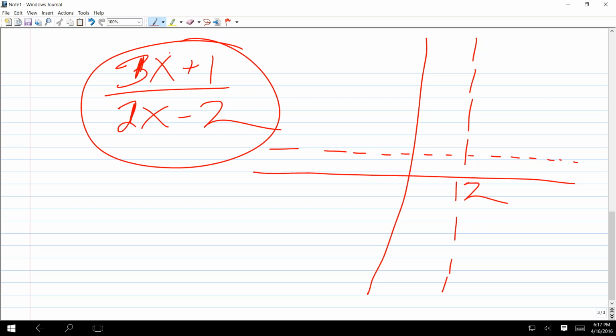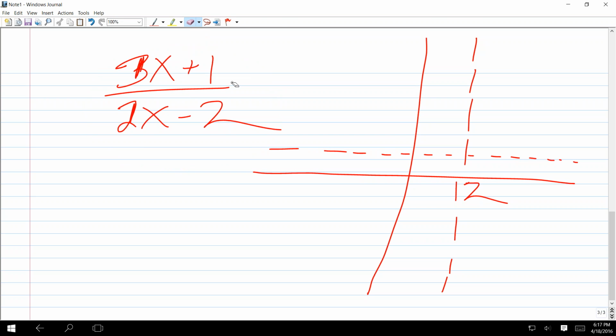But that's only if these are the same power. If I make that 3x squared, now there is no horizontal asymptote. Or if I put the square in the denominator, now the horizontal asymptote is 0. In other words, if the highest degree in the denominator is greater than the highest degree in the numerator, the horizontal asymptote is always 0. And if it's higher in the numerator, then there is none.